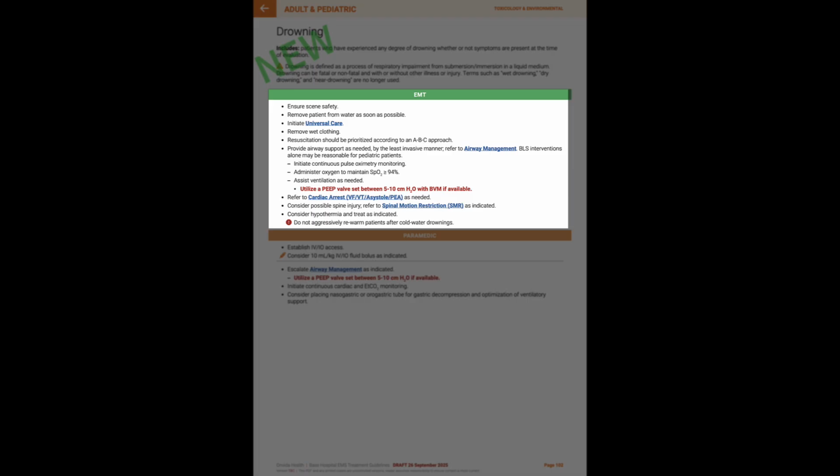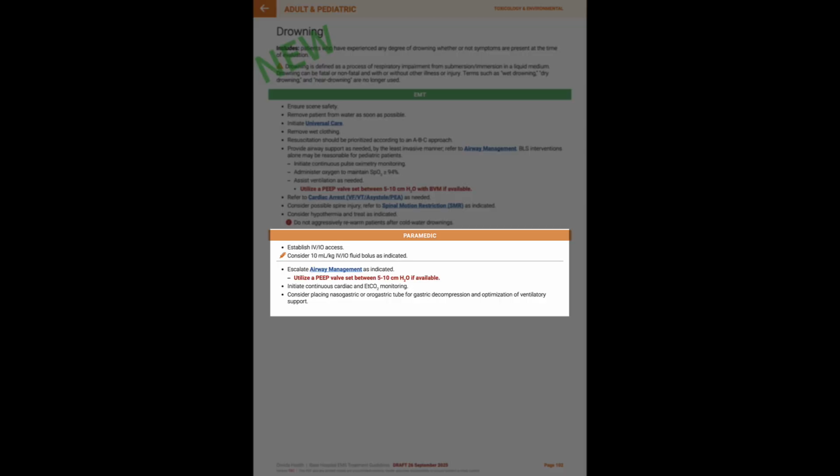If the patient is in cardiac arrest, follow the appropriate algorithm for VFib, PEA, or asystole. Be sure to evaluate for possible spine injury, especially if the patient was diving or somehow involved in a boating incident, and apply spinal motion restriction if indicated. Consider hypothermia in all cold water submersion cases and begin passive rewarming by removing wet clothing and covering the patient, but avoid aggressive rewarming. Throughout care, monitor pulse oximetry continuously.